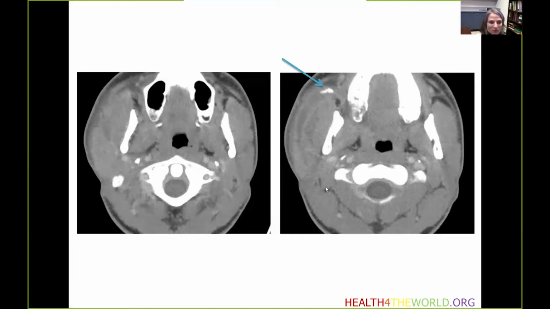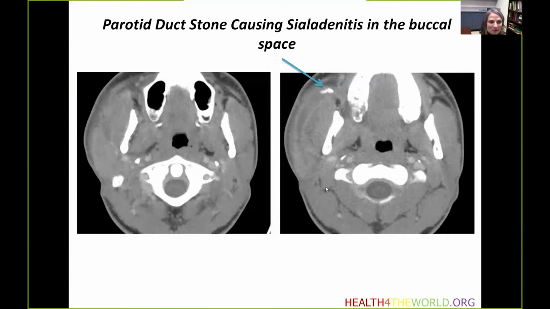All these inflammatory changes, as well as the calcific density in the buccal space, is the parotid duct stone. So this is the lithiasis of the parotid duct that causes sialadenitis within the buccal space.